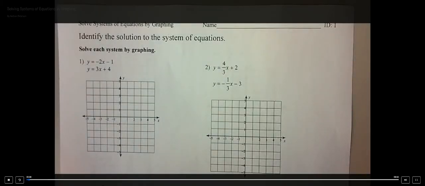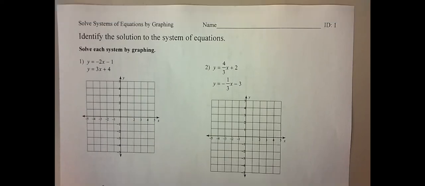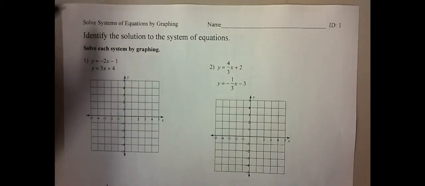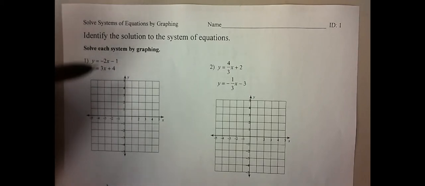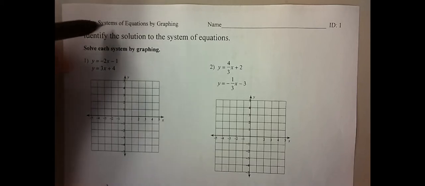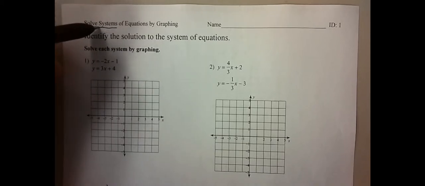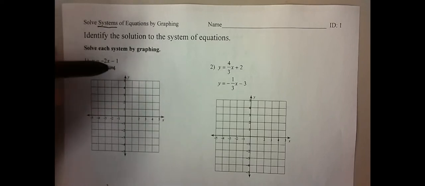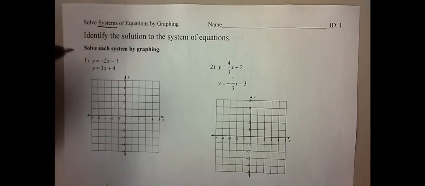Okay, for today's lesson, this is solving systems of equations by graphing. What is different about today is that we are including more than one equation on one graph. And when you have more than one equation, then it's referred to as a system. So a system of equations is just graphing more than one equation on the same graph. And then the directions say identify the solution.